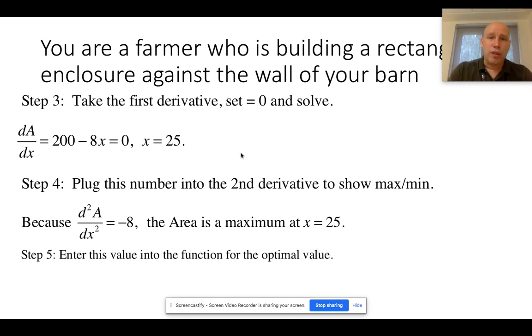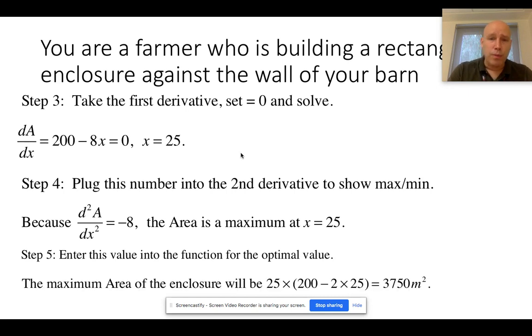Enter this value into the function for the optimal value. The maximum area is going to be 50 times 200 minus 2 times 50. 200 minus 100 is 100. 100 times 50 is 5,000. So the area is 5,000 square meters. Sorry about that.